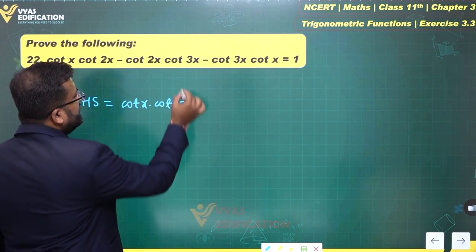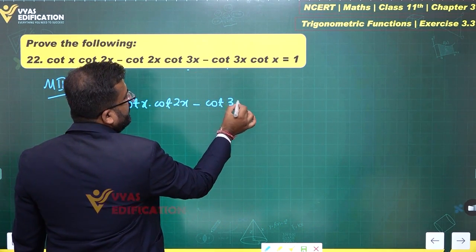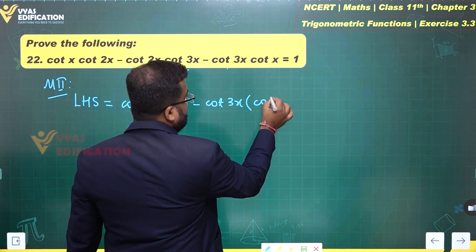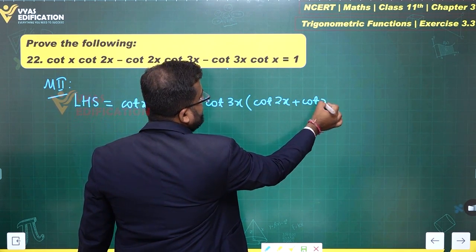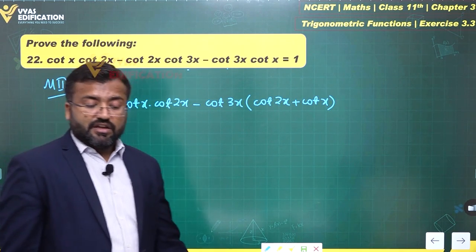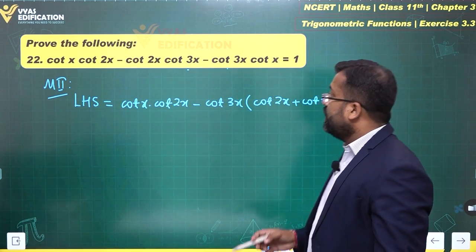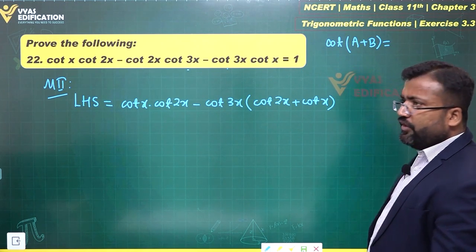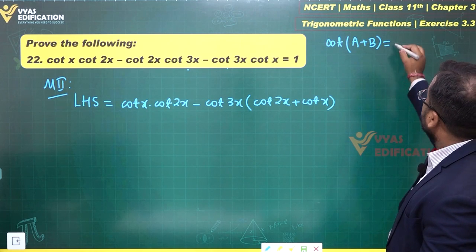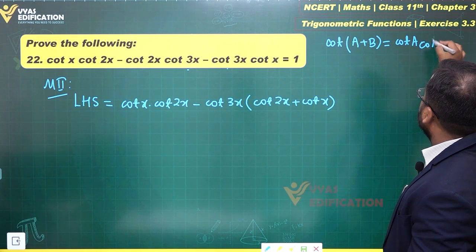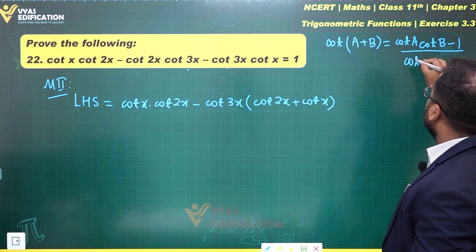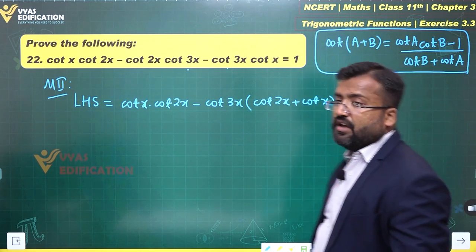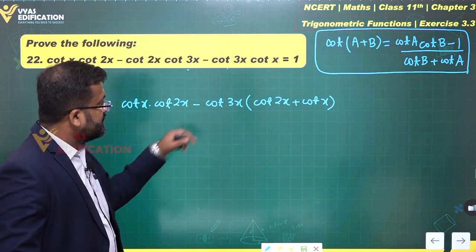Let's take out this cot 3x common from these terms. What remains is cot 2x plus cot x minus cot 3x. This becomes cot 2x plus cot x. This is what you have. Okay. Now let us recall the formula for cot of a plus b. Do you recall it? You should. What is this equal to? This is cot a cot b minus 1 over cot b plus cot a. If you remember this formula, your life would be pretty easier for this question.